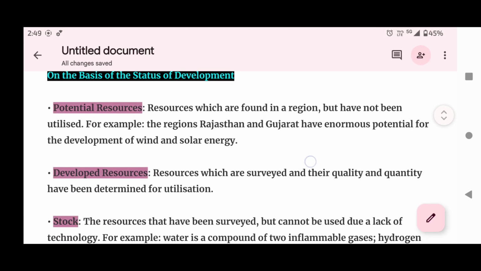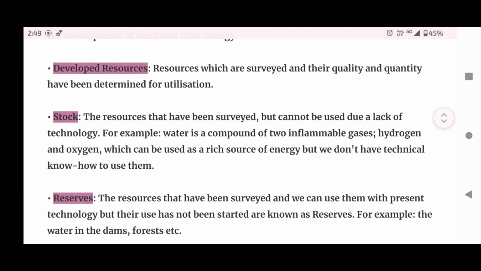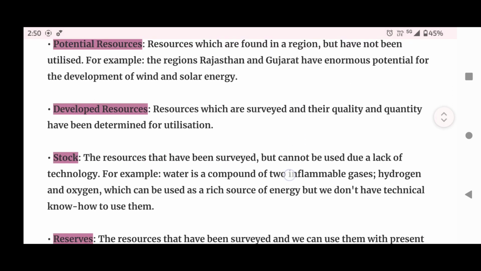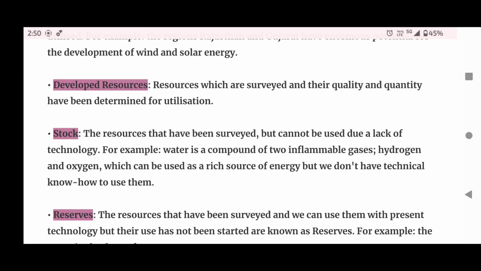On the basis of status of development, it is potential resources, developed resources, stock, and reserves. Potential resources are found in a region but have not been utilized. For example, the regions of Rajasthan and Gujarat have enormous potential for the development of wind and solar energy, but it has still not been utilized. Developed resources are resources which are surveyed and their quality and quantity have been determined for utilization, like coal in Jharkhand or Jharia.